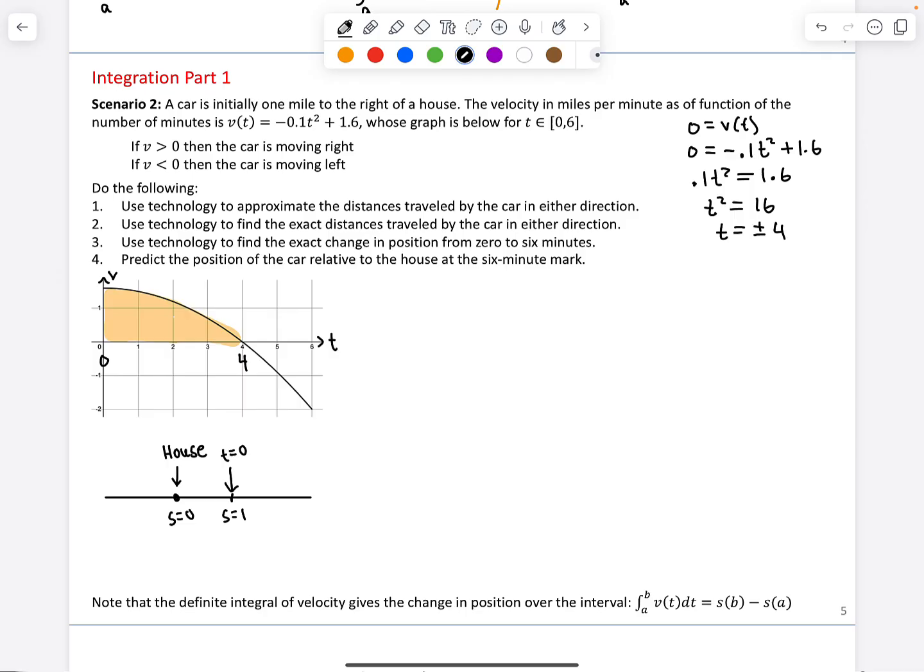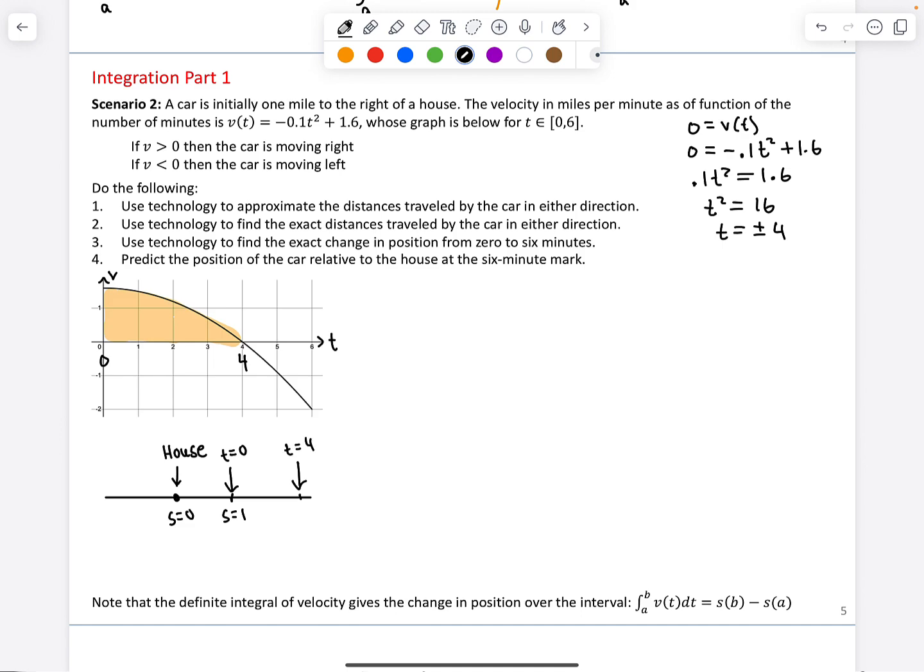And in this context, we're only concerned between 0 and 6, so I only care about the 4. The car will be at rest at this time. Furthermore, I know that the car will be further to the right. So in my schematic, I can already predict that at time 4 will be somewhere further to the right.